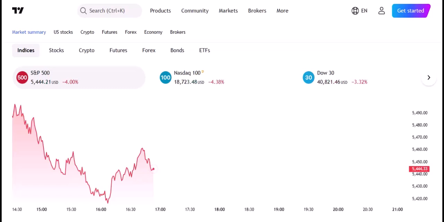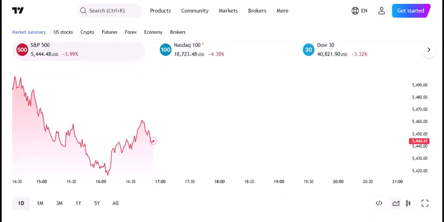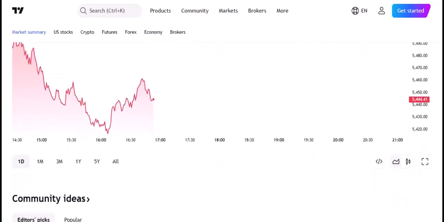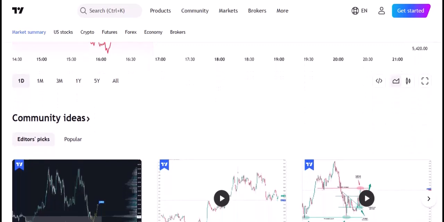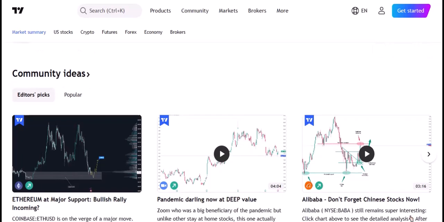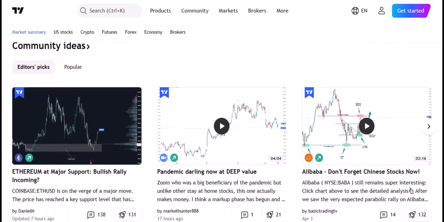Keep in mind that withdrawal times can vary significantly depending on your broker, the withdrawal method you choose, and even the time of day or week you initiate the request. Some withdrawals might be processed within 24 to 48 hours, while others could take several business days. Be sure to check your broker's policies on processing times.